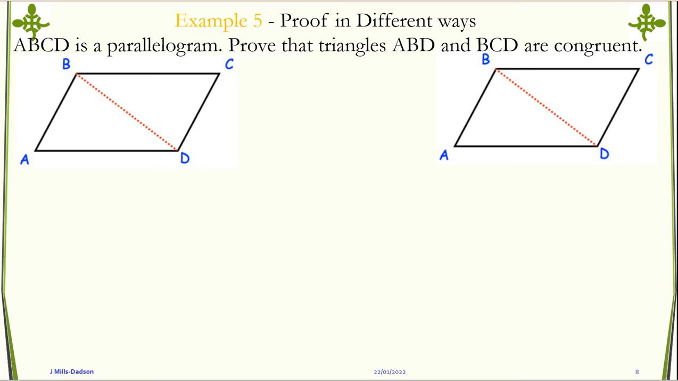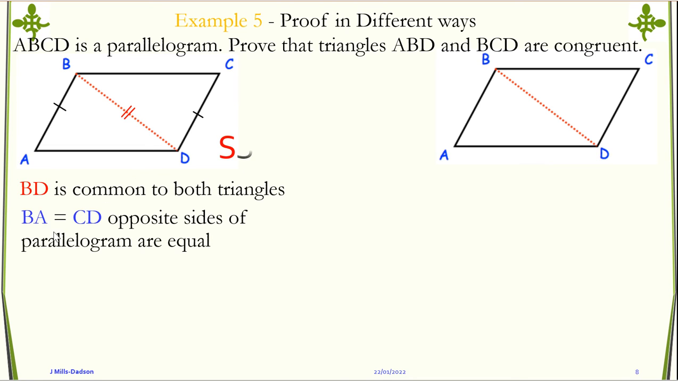And lastly, let's prove why triangles ABD and BCD are congruent. Remember, it's a parallelogram. So we start. We know that BD is common to both triangles. We're going to prove this in two ways. So this is the first way. BD is common to both triangles, as you can see. So we have a common side.